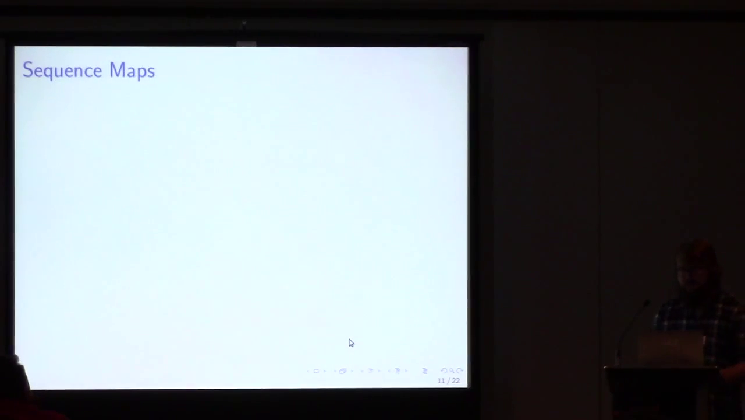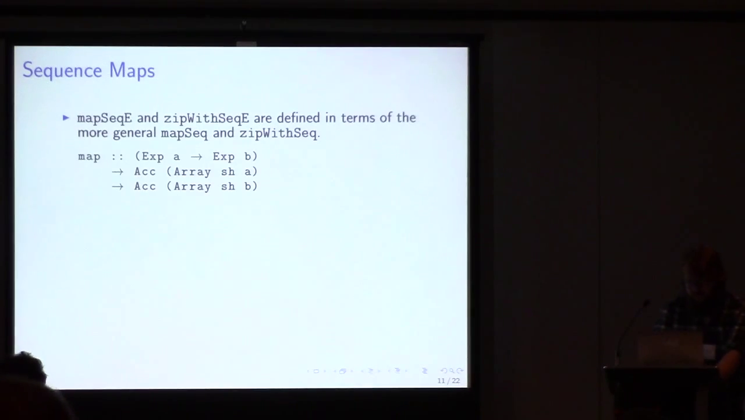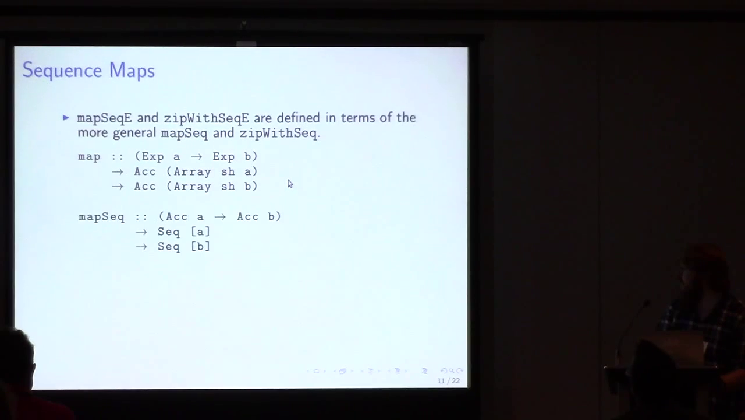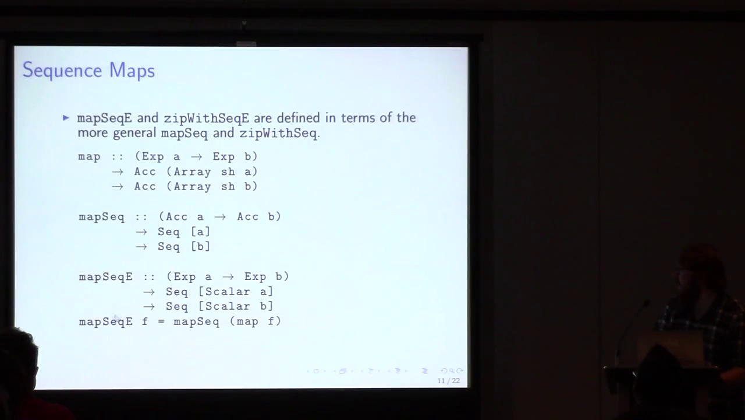Okay. Maps also have general variants. The map and zipWith are sort of similar, so I'm just going to explain map here. Here is the standard map of Accelerate. It just maps a scalar expression over an array. Here is the sequence version, which maps any array function over a sequence. So this is a very general and powerful operation that we support. And then you can see how mapsec_e is just defined in terms of combining map and mapsec here.